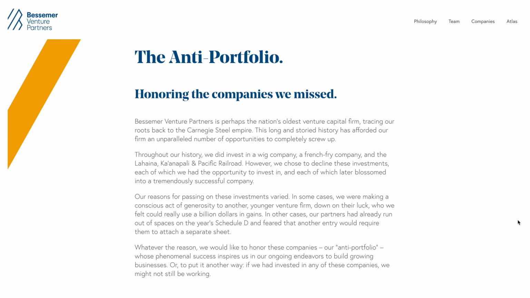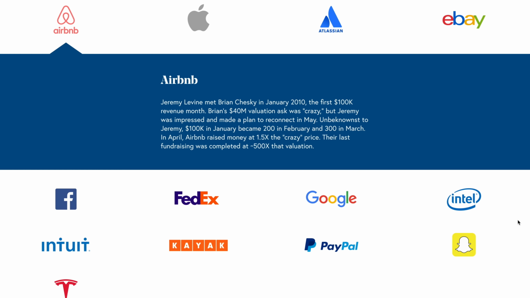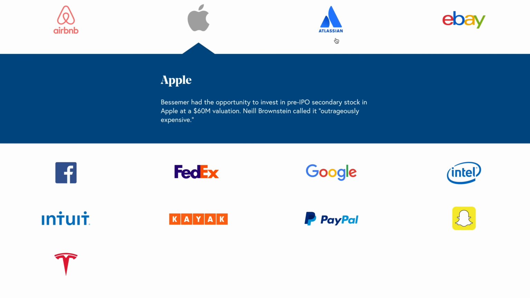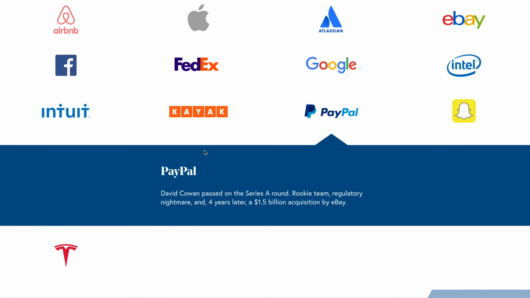Is there a list for that? BVP does just that. In a modest sort of way, they show some of the huge deals that they passed on, like Airbnb, Apple, Atlassian, eBay, FedEx, PayPal, or Kayak, which just goes to show you never really know what's going to work. Speaking of innovation, we think Amazon's one of the best innovators in the world.